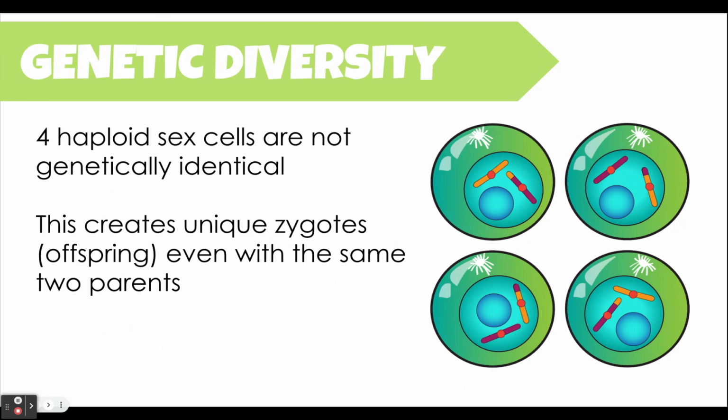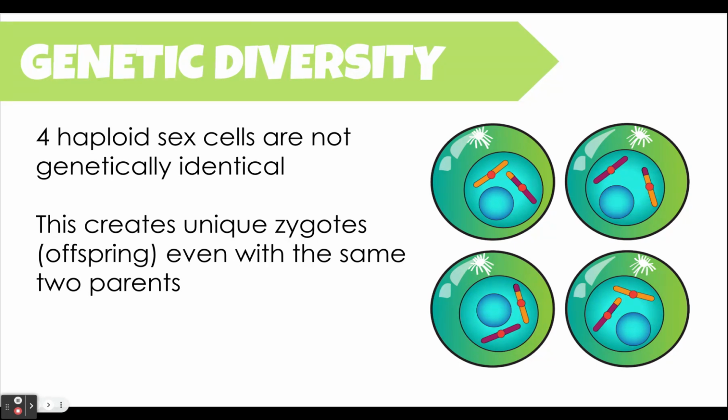So that piece that I mentioned about genetic diversity. Those 4 haploid sex cells are not going to be genetically identical to one another. We have really unique gametes or sex cells here, which then can go on to create unique zygotes. So if you have 4 sex cells that are all different, and each sex cell goes on to create an offspring, this is why offspring, even those that have the same 2 parents, will not look identical.